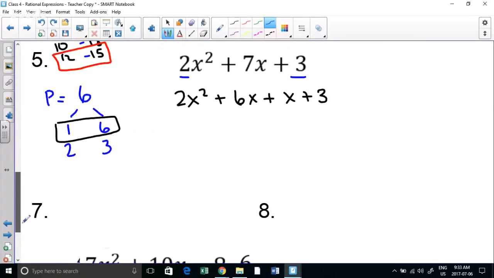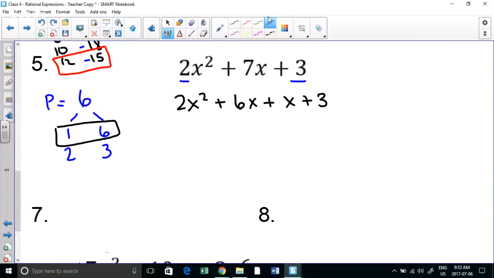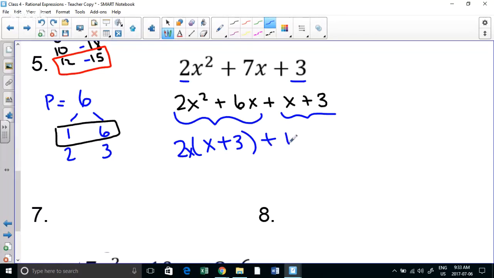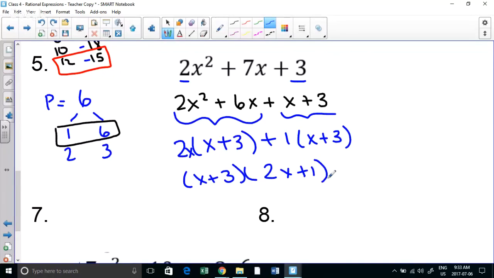So here we are, we've just identified our factors. Now we're going to group. So this one, I can pull out a 2. That leaves me with x plus 3, and by 2 I meant 2x. Here, not much I can pull out. So I'm going to pull out a 1, because you have to have something there. When I regroup, I get x plus 3 and 2x plus 1.